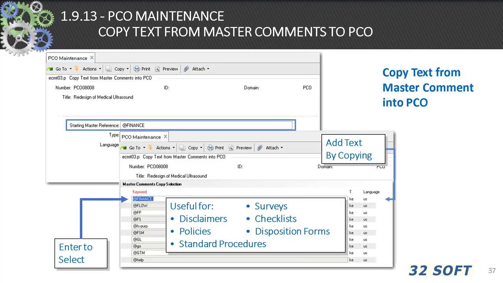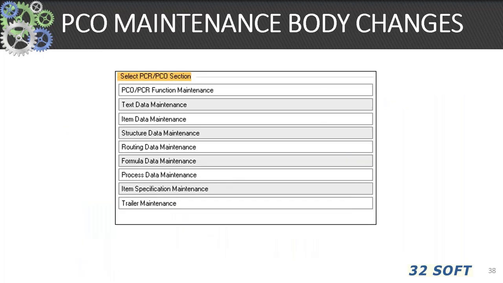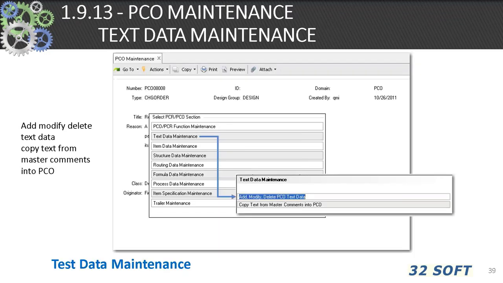Once you've set up that basic data for the PCO, you can copy text from the master comment into the PCO. This can be used for such things as surveys, checklists, policies, standard procedures, almost anything you can imagine. The PCO body maintenance change menu is the guts of the product change maintenance process. Here you can specify changes for text, items, products, routing, formulas, item specifications, and the trailer.